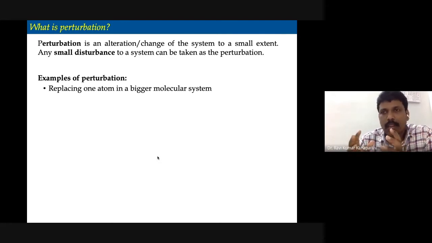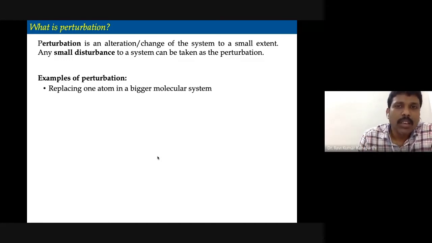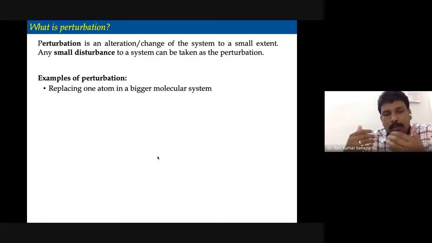The hexatriene solutions are known to us because for the particle in a one-dimensional box, the box length is known, so its solutions and wave functions are known to us. Now we are replacing one of the atoms from this hexatriene. Then this is basically a perturbation. So that particular replacement we can take as a perturbation.